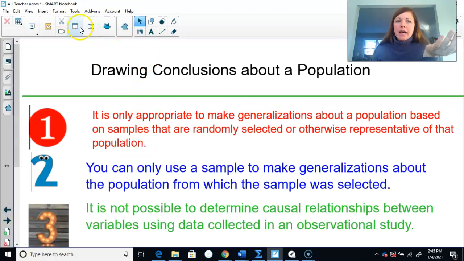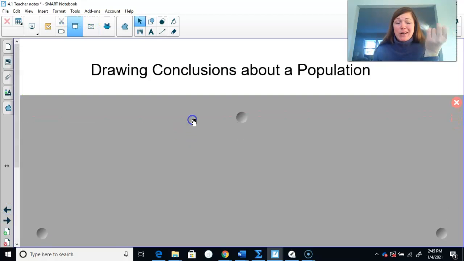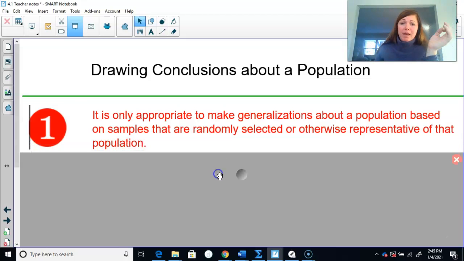Hey guys, today we're going to talk about drawing conclusions about a population, and we're really going to talk about the wrong way to draw conclusions using an observational study, okay? With that being said though, I do want to briefly talk about the right way to draw conclusions about a population. Number one, you can only make generalizations about a population based on samples that are randomly selected or otherwise representative of that population. What does that mean?